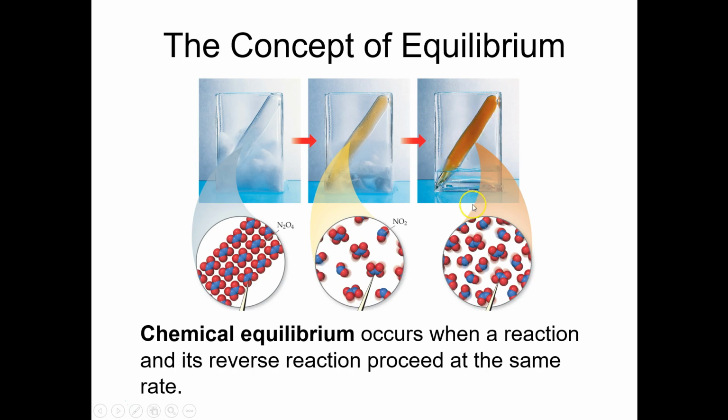At that point, if you could actually look in at the molecular level, you would see there's still a combination of dinitrogen tetroxide and nitrogen dioxide molecules. But it becomes a static situation, an equilibrium situation in which the forward reaction of decomposition is occurring at the exact same rate as the reverse reaction of combination.